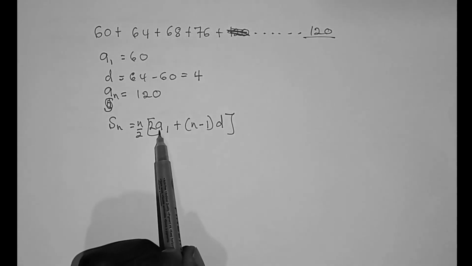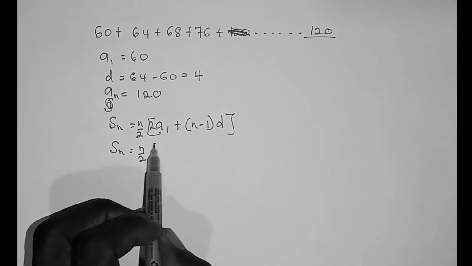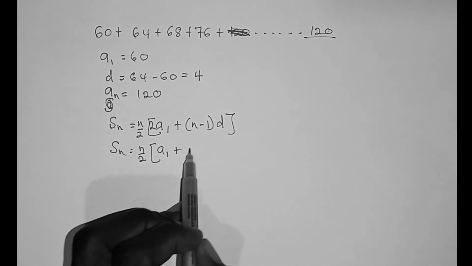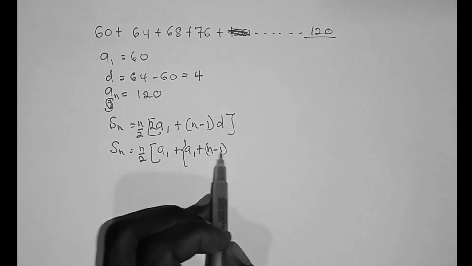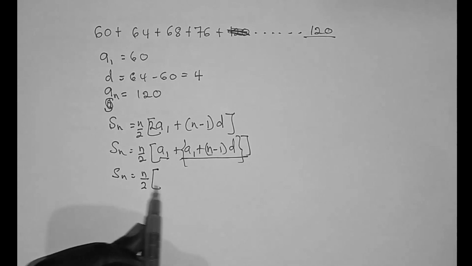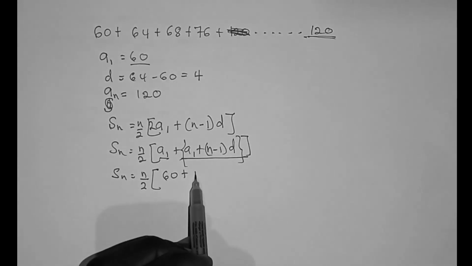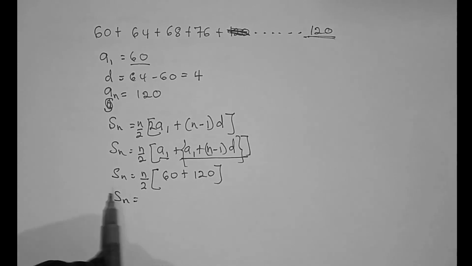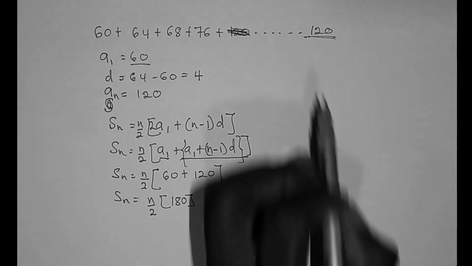But then we know that this 2a1 can also be written as a1 plus a1, so Sn equals n over 2 times (a1 plus the last term). So the sum Sn is equal to n over 2 times the first term a1, which is 60, plus the last term, which is 120. So Sn is equal to n over 2 times 180. And then 180 over 2 is 90. So 90n.